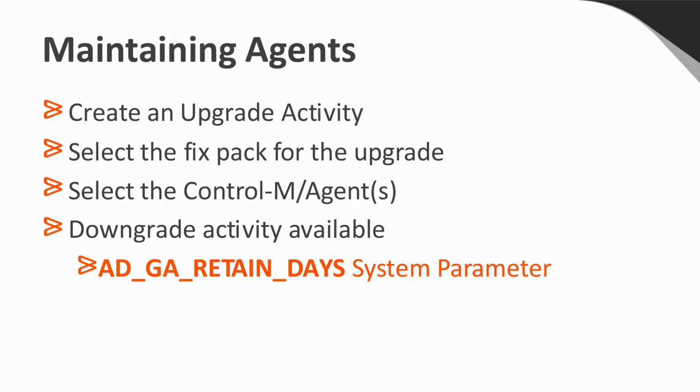The retention of these backup files is handled by a system parameter that you can see here, the AD_GA_retain_days. This is a Control M agent parameter, and by default, it is set to 30 days. So the backup files from the previous version of the agents will be kept on the agent side for 30 days. We can change the value of this parameter as we need. We can increase it or decrease it.